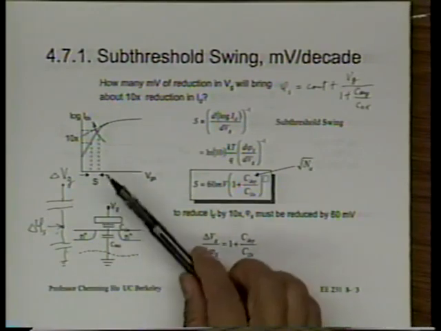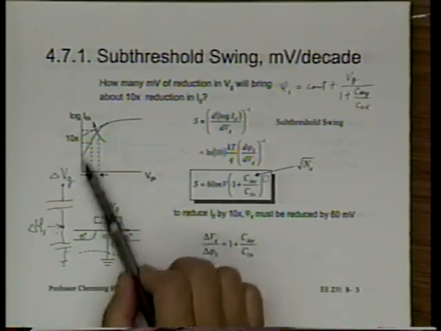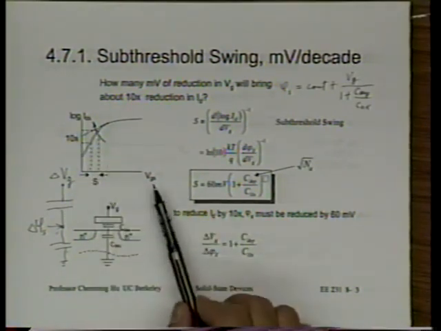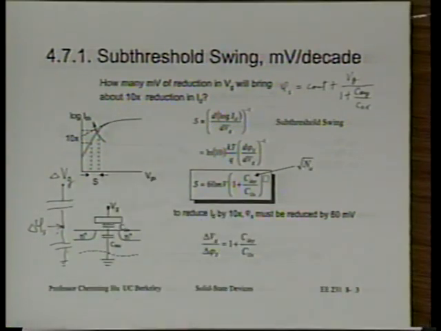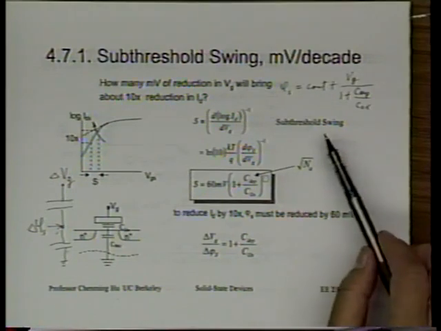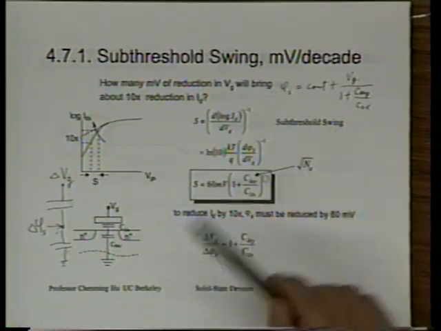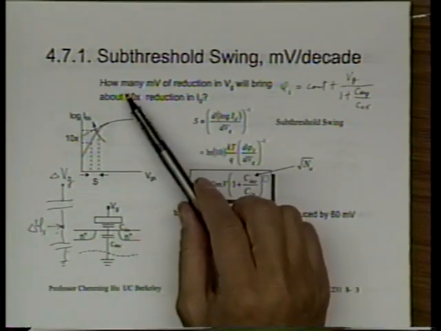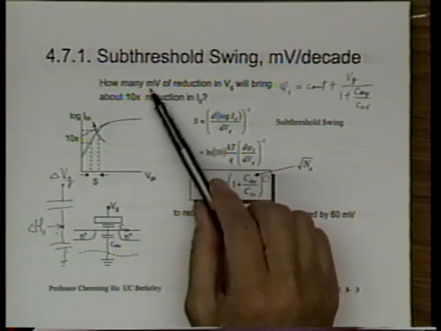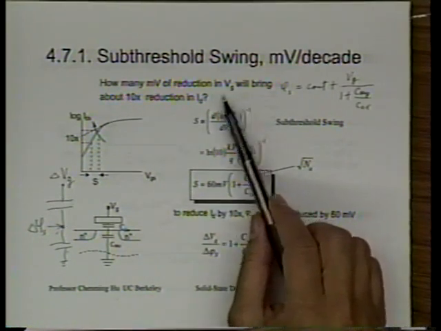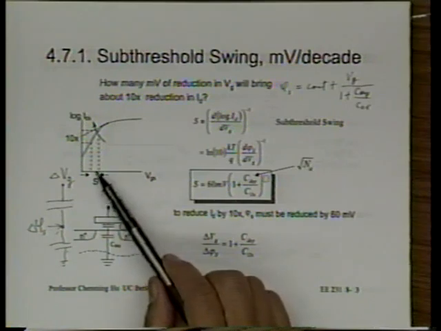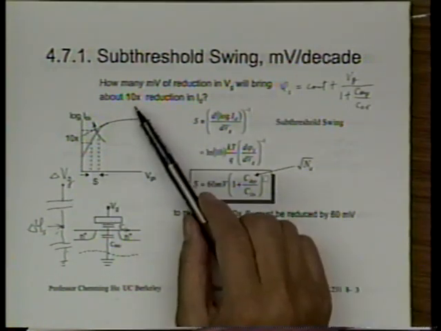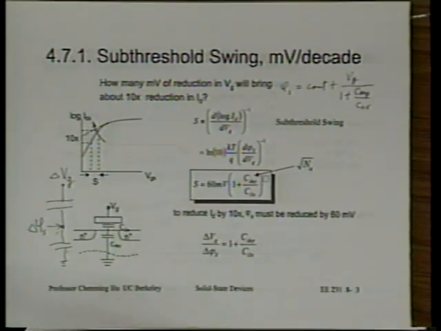Instead, let's just look at this. Suppose it's a straight line. Suppose this log IDS over VGS is a straight line. Then we define something called subthreshold swing, something called swing. What swing is really this. We can ask a question. How many millivolt of reduction in Vg will bring about 10 times reduction in ID?